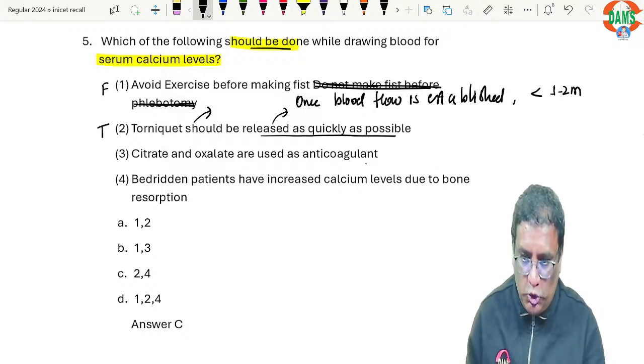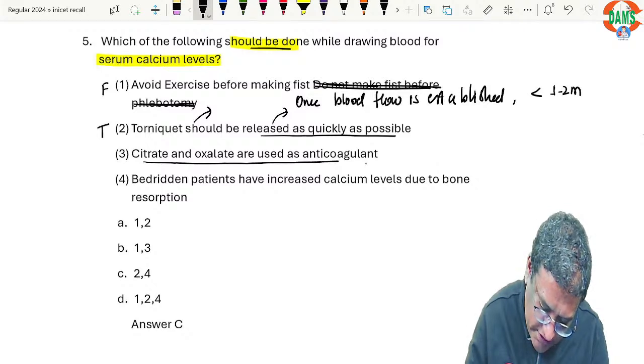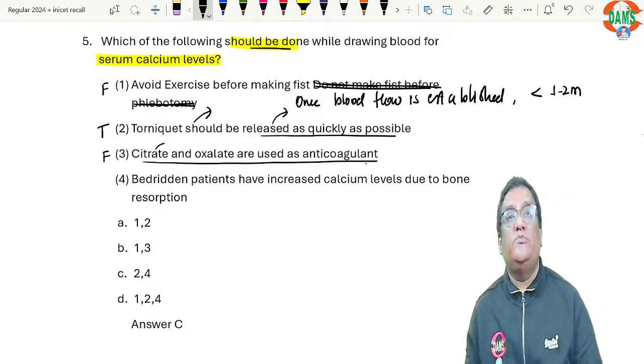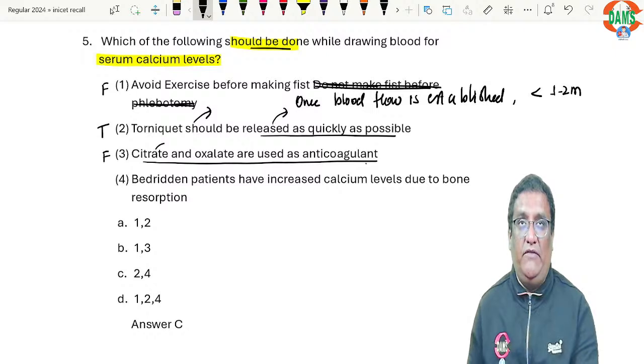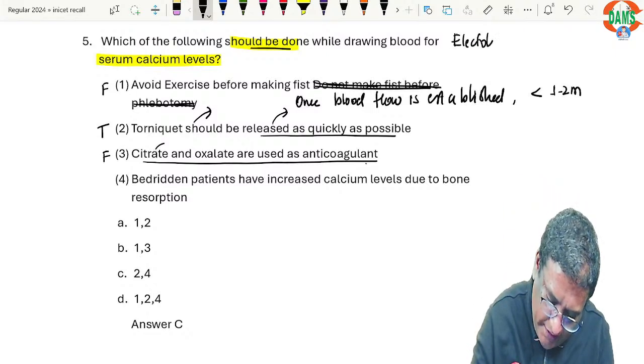Yes. So next is one more: citrate and oxalate are used as an anticoagulant. This is a false statement. Citrate and oxalate are calcium chelators. EDTA, citrate, oxalate should not be used for calcium levels. So any electrolyte, what will you do in electrolytes?